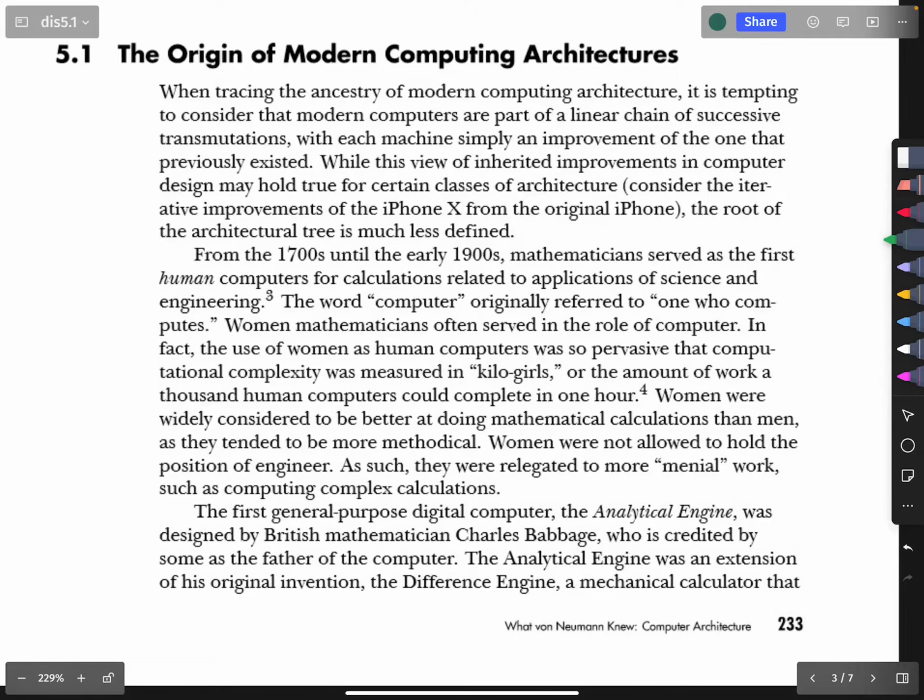From the 1700s to the early 1900s, mathematicians served as the first human computers for calculations. Basically, there was a period of time where when you talked about a computer, what you meant was a collection of people doing simple computations, say with pencil and paper or something like that. It was menial labor, basically.